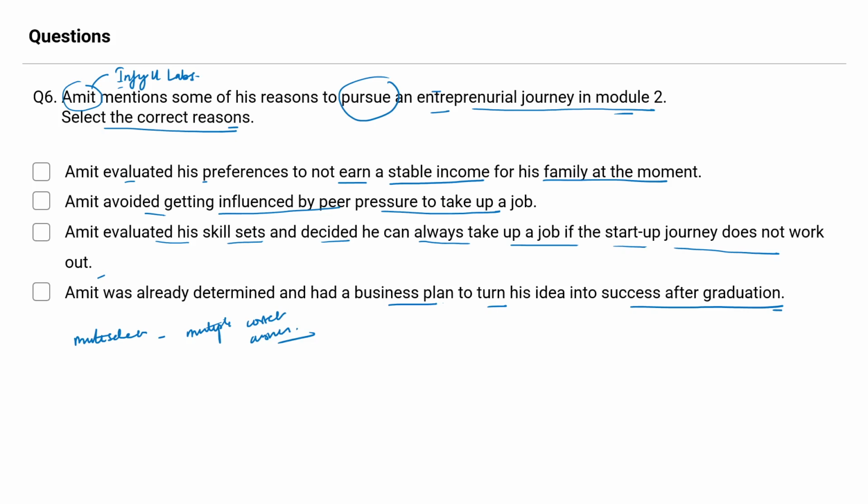And Amit avoided getting influenced by peer pressure. So obviously when you are in college, there's always peer pressure where your friends are taking up a job, and then there is a pressure on you whether you should also go for a job or not. Amit evaluated his skill sets and decided he can always take up a job if the startup journey does not work.